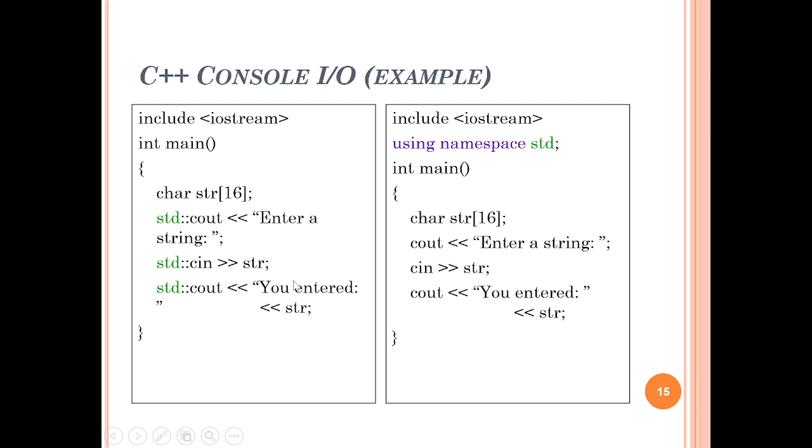For the console operation, the first part of the screen is shown simply without using namespace std, and the second with using namespace std. The same coding is std::cout, enter the name of the string, or we just get a string and use it to display on the screen. This is the normal program, and this one uses namespace std. This is the coding difference between both of them.